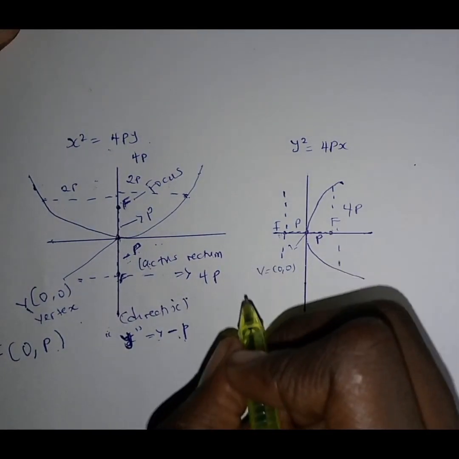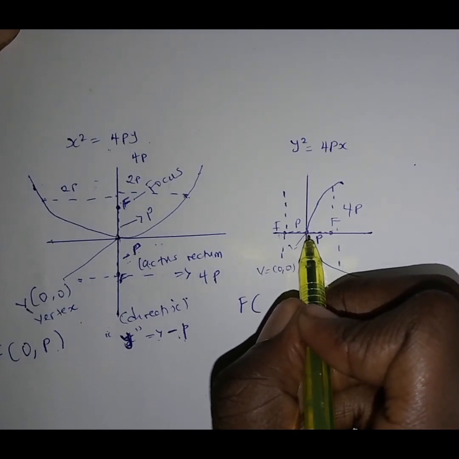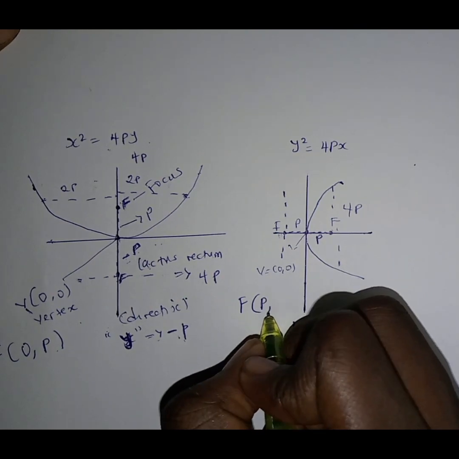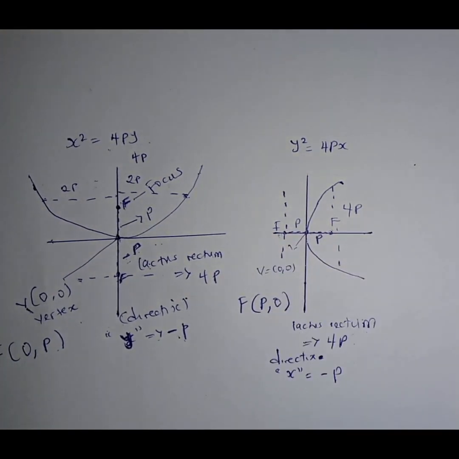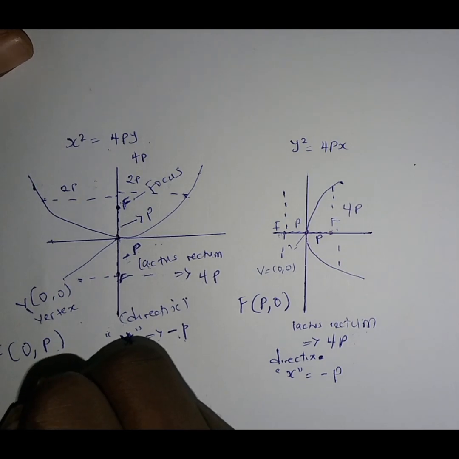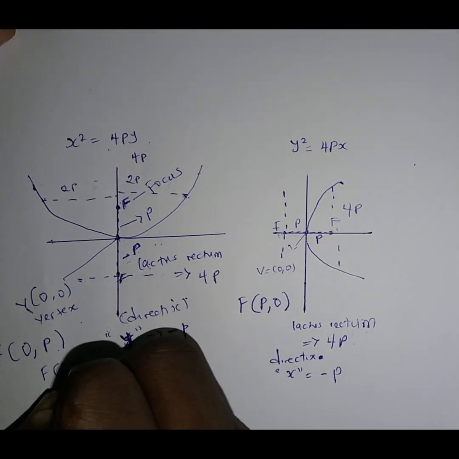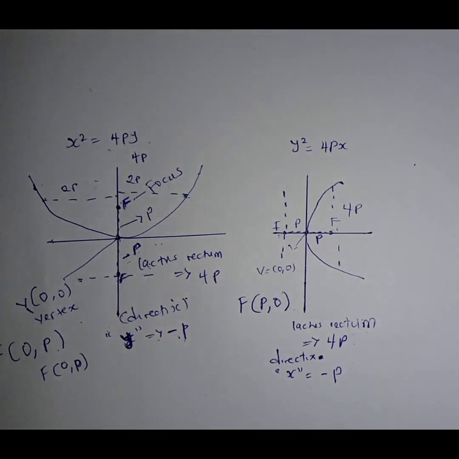And the focus on this graph is from what? X is at P, so the focus is P, comma, and there is no value on y, so P, comma, 0. So please take note of this, very, very important. So on this one, your focus F is 0, P, and on this one your focus is P, 0. Please take note of that.